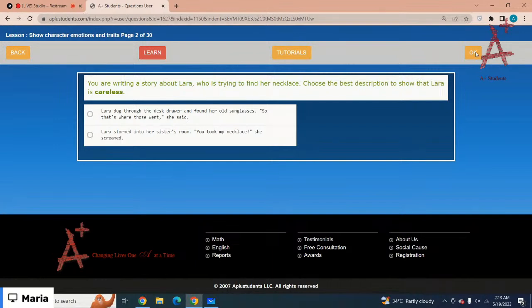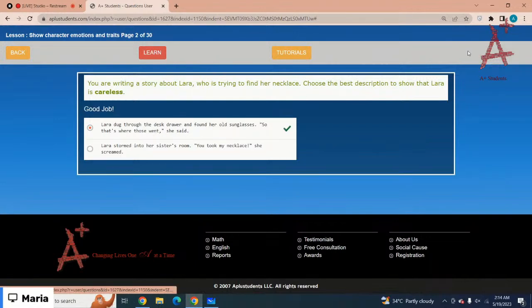The second one? No. The first one is the best description for careless. See, she's looking for her necklace, and while looking, she saw her old glasses under the desk drawer and said, "So that's where those went." She said it like she is careless. She doesn't know where her sunglasses are. So that would be option number one. Got it? Think and then answer. You can take your time.